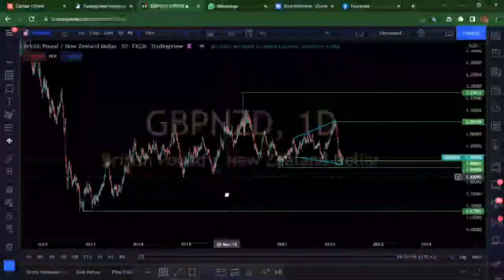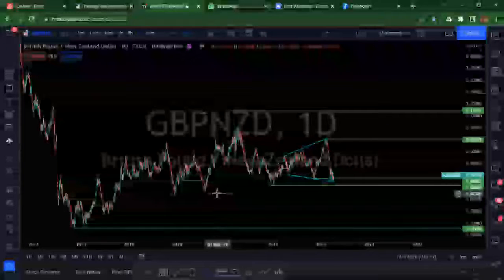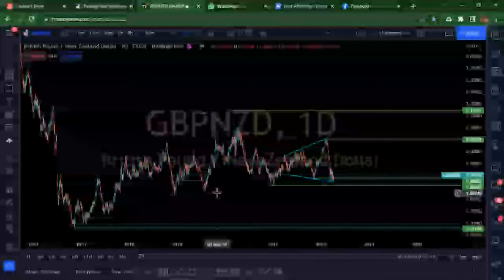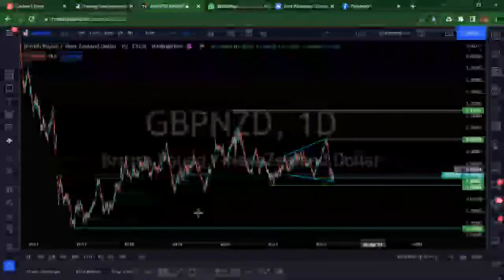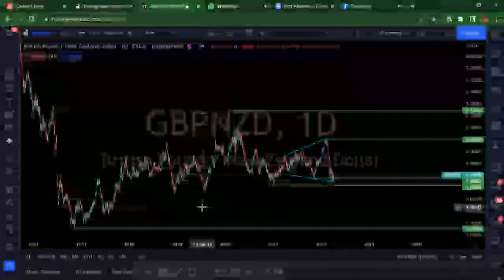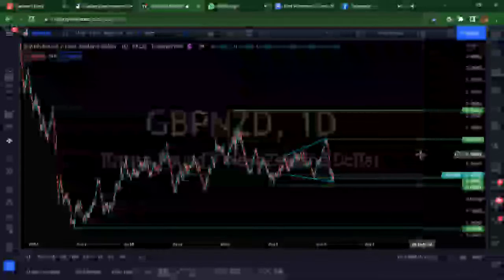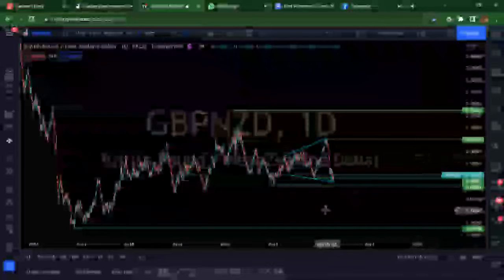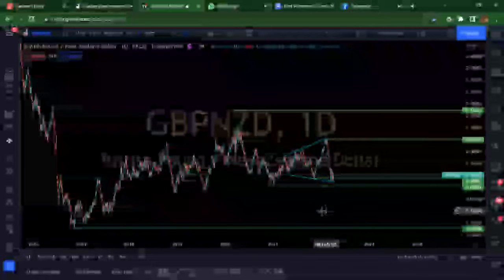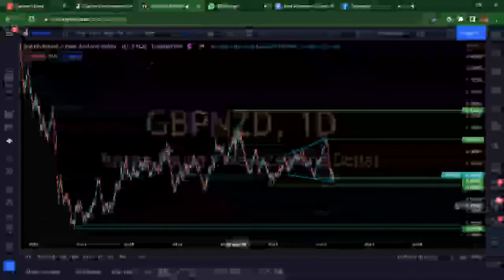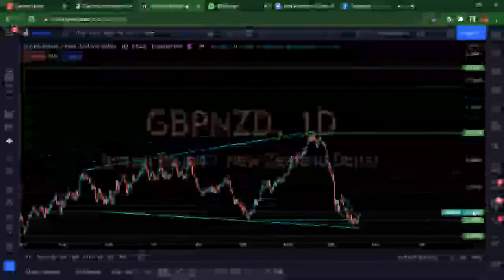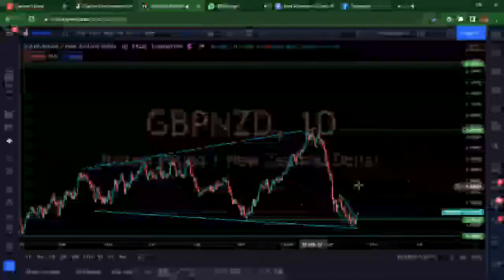So today we are on the GBP NZD. I was just analyzing, playing with the charts, and then I saw this amazing setup, and it just fits into my trading plan, so I thought I should share with you guys. I'm going to show you how I got to this type of analysis that I have here, and the reason for my bias in this market.